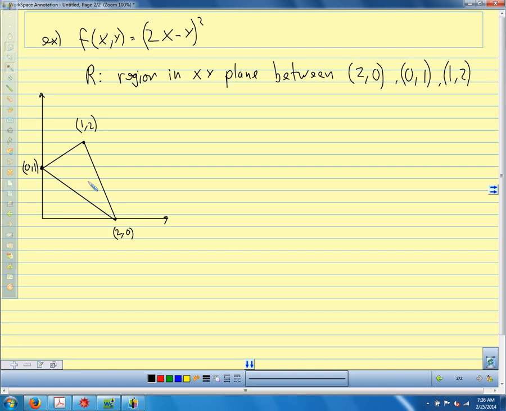So the boundary of this region is going to be 3 different line segments. So we're going to have to find the maximum, minimum value, or the extreme values, on 3 different line segments to test our boundary. Find our maximum, minimum on the boundary. So let's find our critical points on the interior first. So we're going to find critical points.